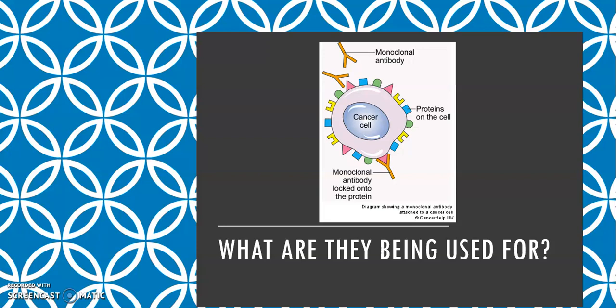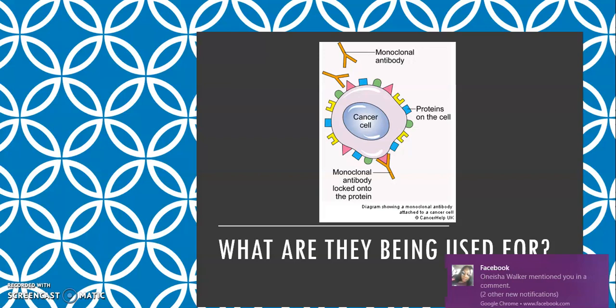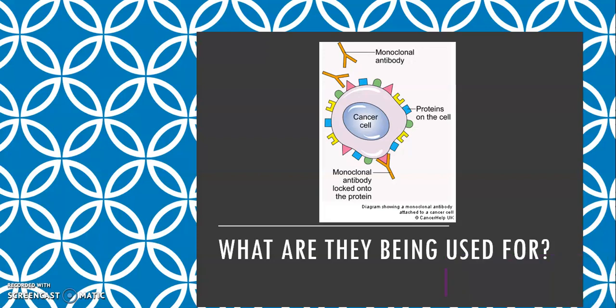What are they being used for? They're used to treat some kinds of cancers. They can be used alone, or they can carry drugs or toxins or radioactive substances directly to cancer cells. Monoclonal antibodies were seen as a potential opportunity to specifically target tumor cells while leaving neighboring healthy cells undamaged.